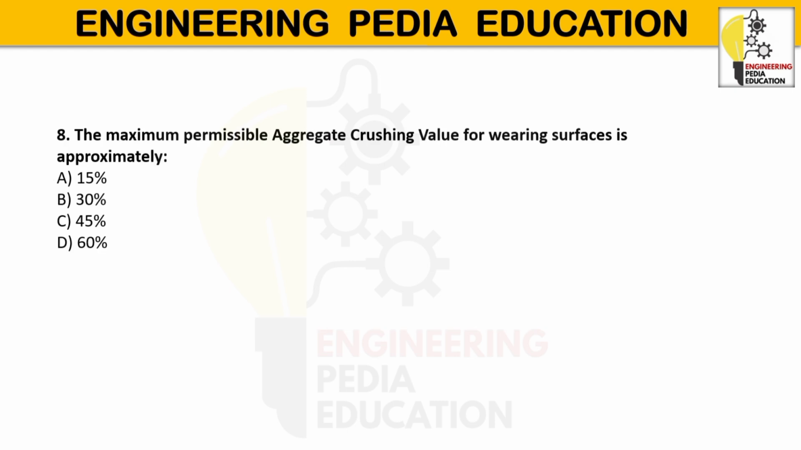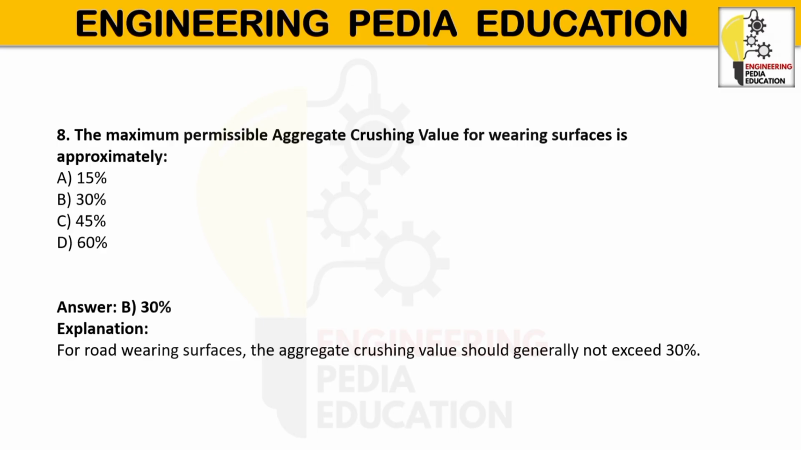The maximum permissible aggregate crushing value for wearing surface is approximately 15%, 30%, 45%, 60%. Correct answer is 30%. For road wearing surface, the aggregate crushing value should not exceed 30%.